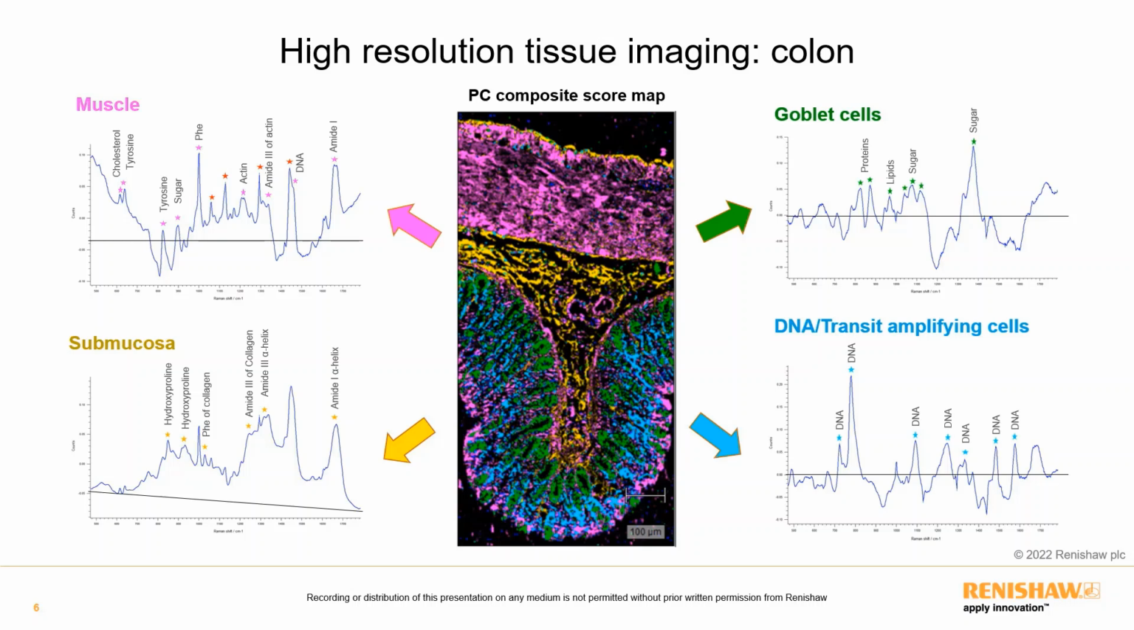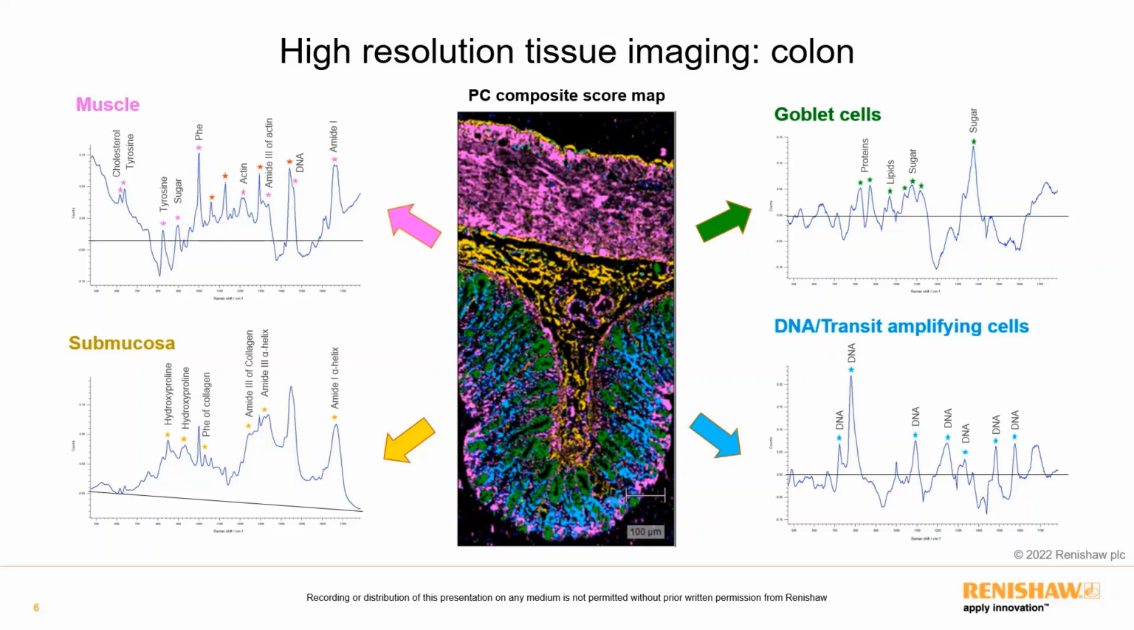Each of the graphs that we can see here around the outside of the image are loadings, which allow us to determine the spectral features which vary across the samples. In this case, it allows us to identify the different biomolecules present in the sample. Within this Raman image, we can see there are 4 different principal components corresponding to muscle layers, submucosa, goblet cells, and DNA amplifying cells.